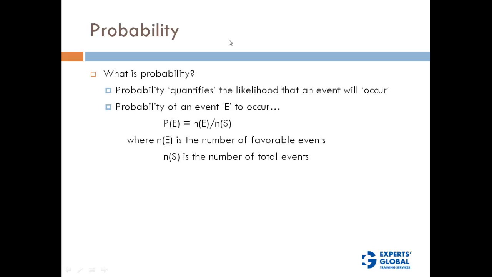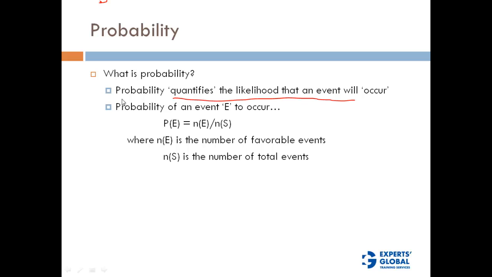So let's look at the technical definition of probability. Probability is a way to quantify the likelihood that an event will occur. So we are talking about an event here, the probability that I pass. My passing is an event, and I am talking about a number that I call probability that defines how likely that event is going to happen. So probability quantifies the likelihood that an event will occur.